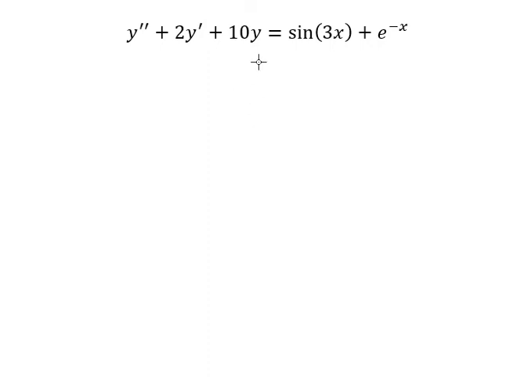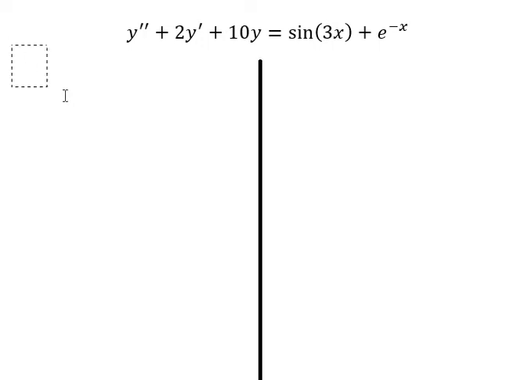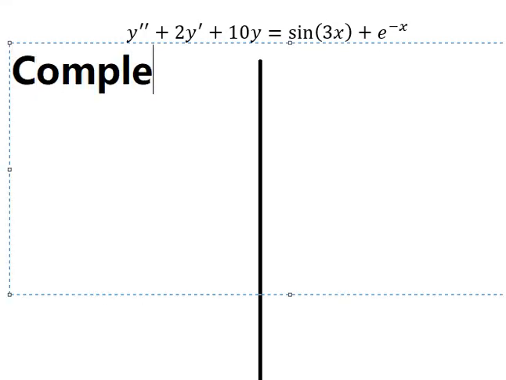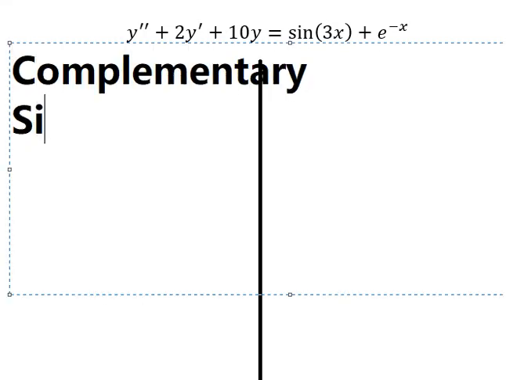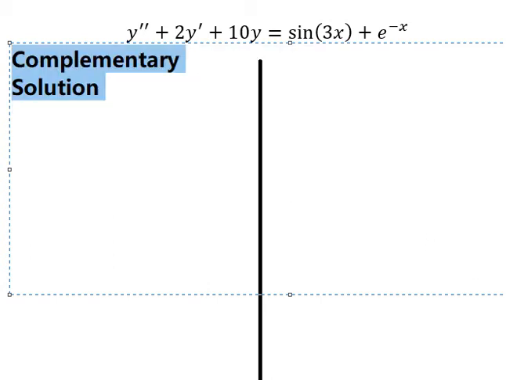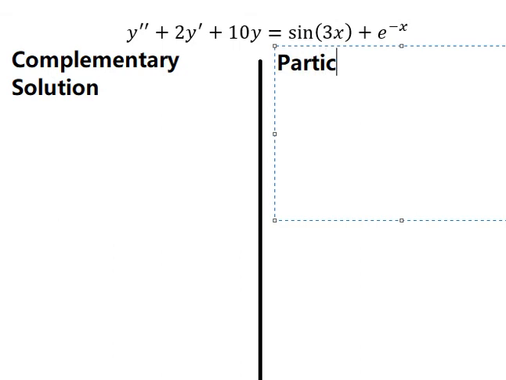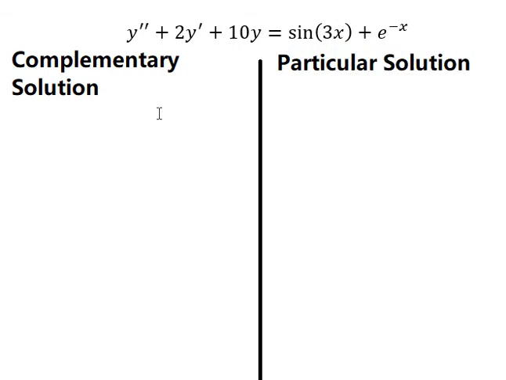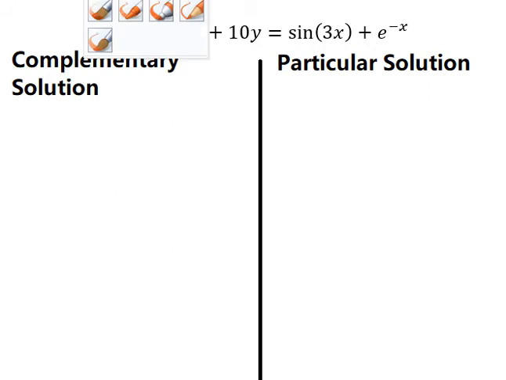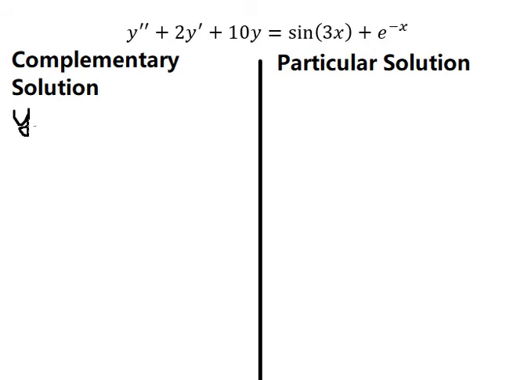So in this situation, we need to divide this one into complementary solutions and particular solution. So about the first one, I need to put yc equals e to the power of lambda s.